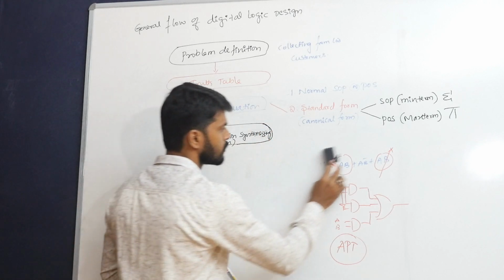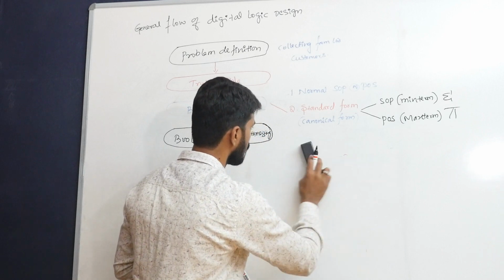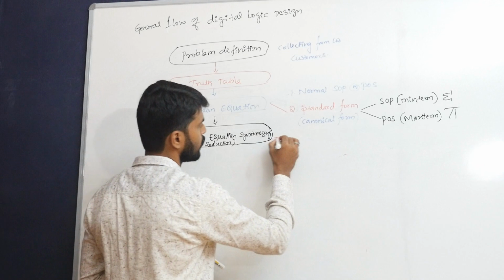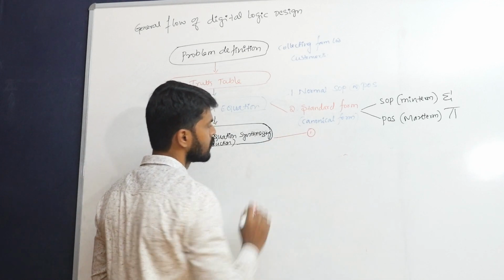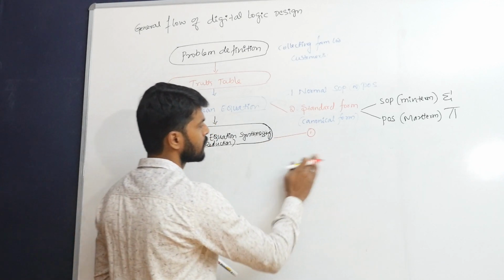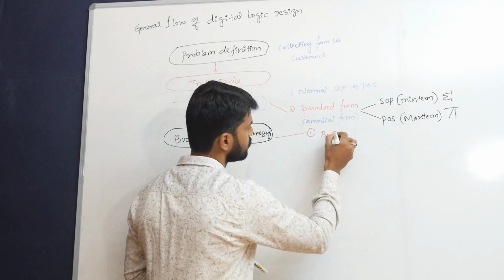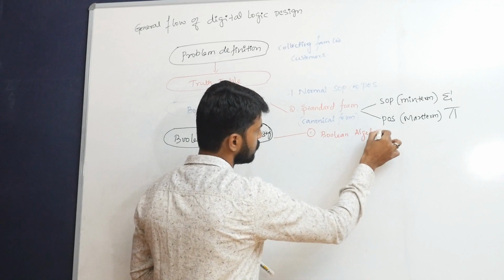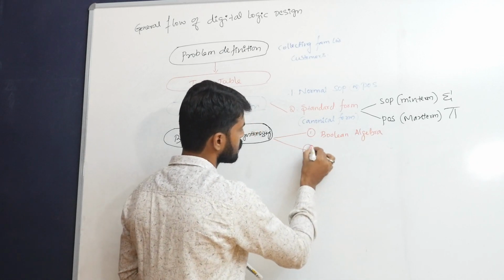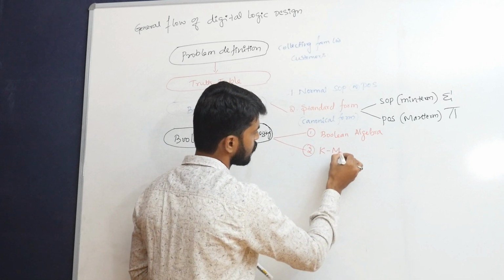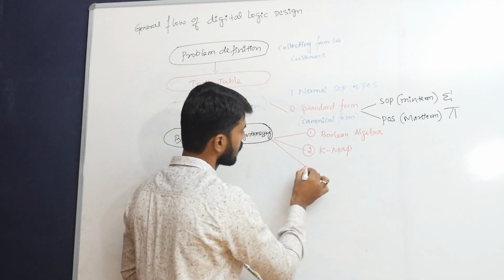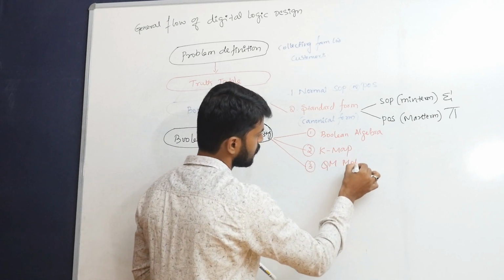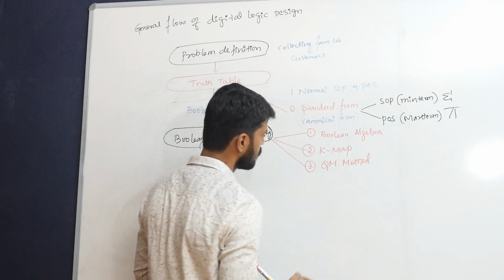In Boolean equation reduction and synthesizing, there are four types. The first one is Boolean algebra. The second one is K-map, also called a Karnaugh map. The third one is the QM method. This is called the Quine-McCluskey method.